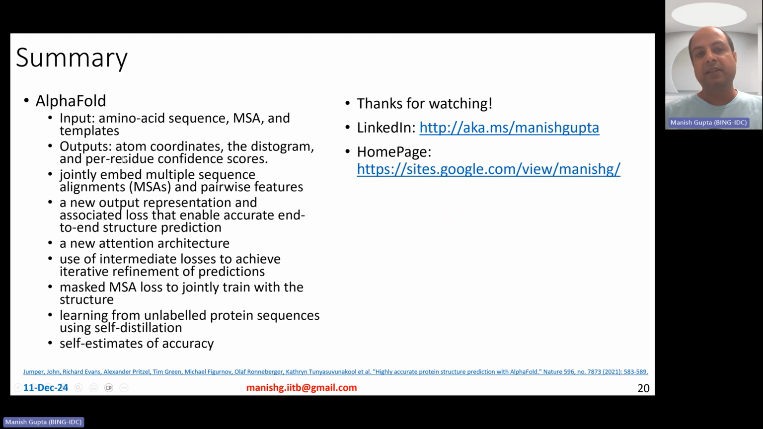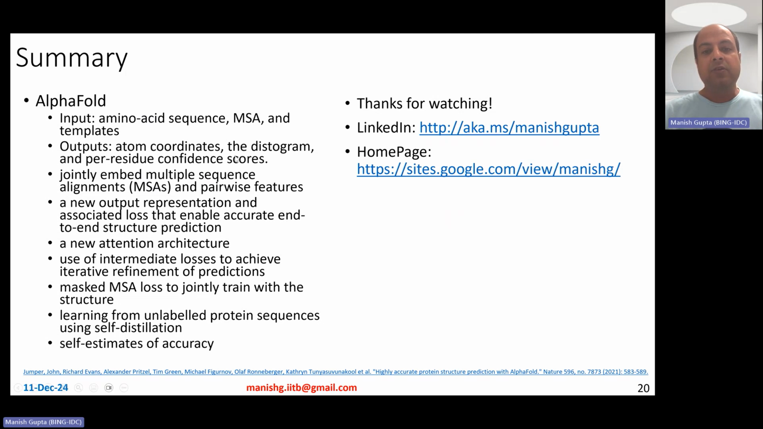It outputs three things. It outputs atom coordinates: where those atoms are in 3D coordinates. The histogram also gives you the distances between those. And also per residue confidence scores. It tells you the confidence score for each of those residues. That helps anyone analyzing the structure to take this predicted structure with a pinch of salt. If the confidence for a particular residue is low, they may want to focus on that part of the molecule to understand the structure better using standard methods.